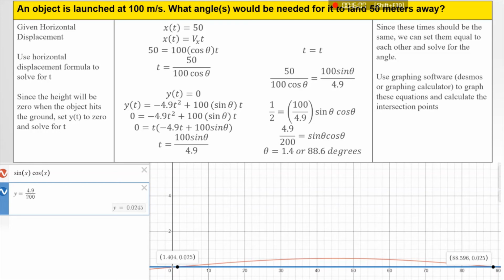If you're on a graphing calculator, also make sure you're in degrees, but you can hit y equals, graph y1 is sine x cosine x, y2 is 4.9 over 200, hit graph, and then calculate your intersects. So that's second, calculate intersect. Okay, so that gave us our angle was 1.4 or 88.6 degrees.